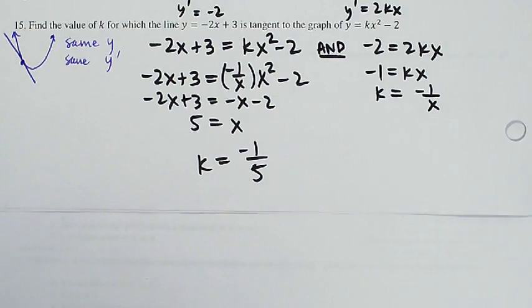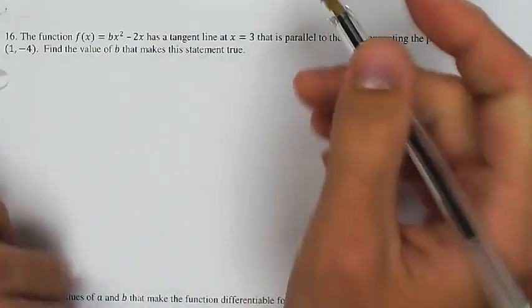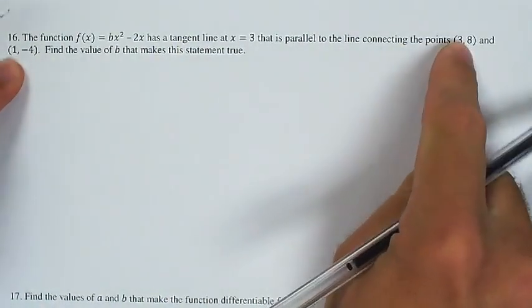All right, let's move on to the next page. The function f equals bx squared minus 2x has a tangent line at x equals 3 that is parallel to the line that connects the points (3, 8) and (1, negative 4). So basically the slope of the tangent line is the slope between these two points.